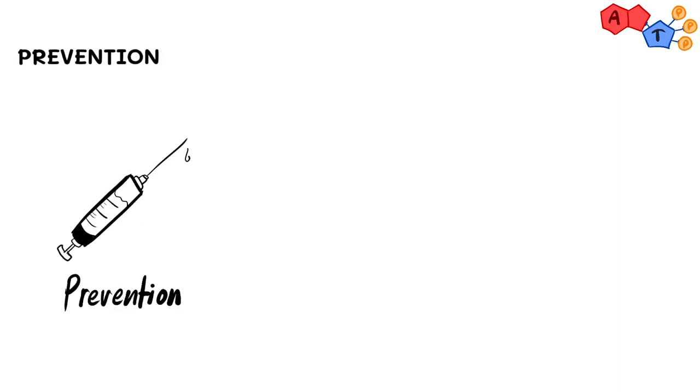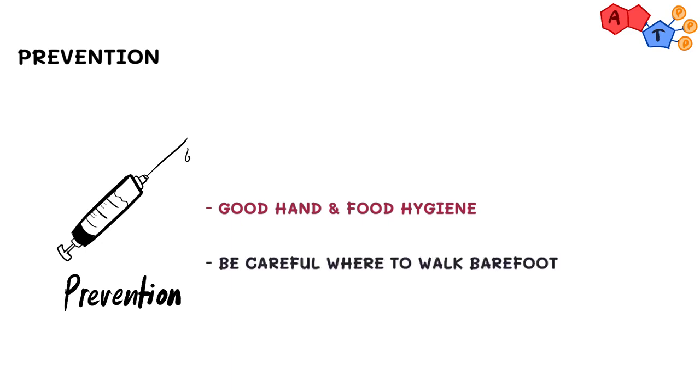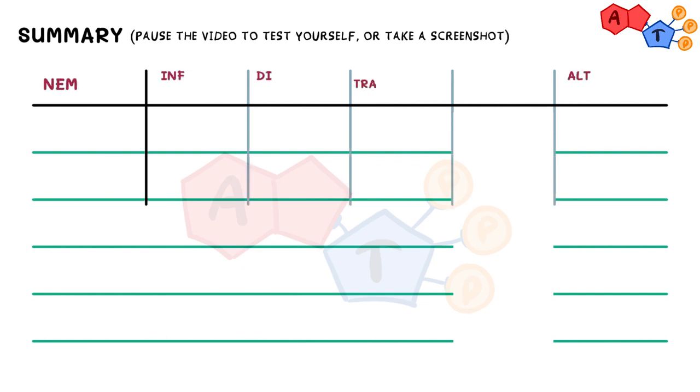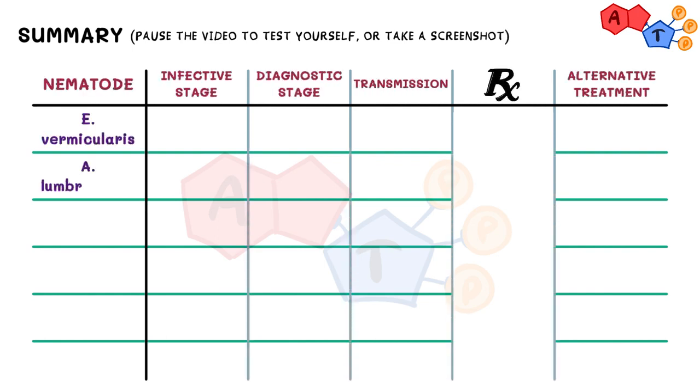Lastly, for prevention, good hand and food hygiene can always reduce the risk of getting most of these worms. In addition to that, avoiding walking barefoot in areas where these worms are common can also lower your risk. Alright, to sum it up, here's this table which shows the infective and diagnostic stage of each worm and the treatments next to them.